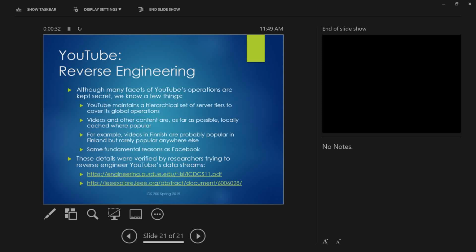Videos and other content are, as far as possible, kept locally cached where they're popular. For example, if it's a video in Finnish, nobody really speaks Finnish outside of Finland, so unless it's become a surprise worldwide viral sensation, chances are it's just going to be stored on that one data center by Finland. And again, for the same fundamental reasons as Facebook: you want to keep data close to where people want it the most.